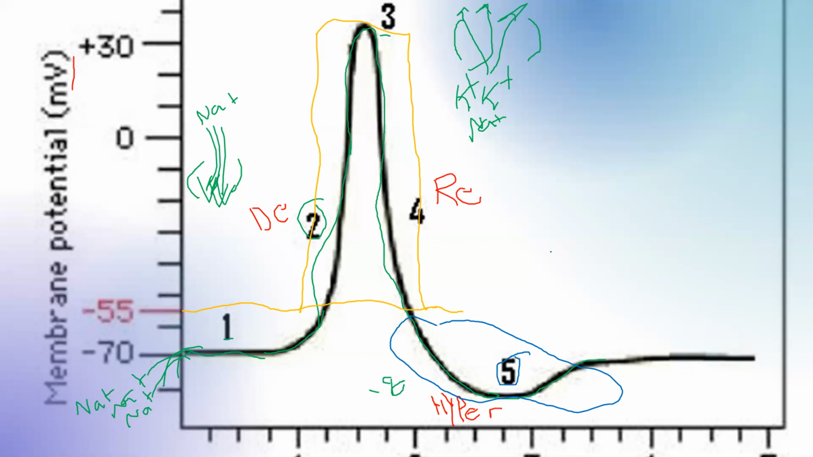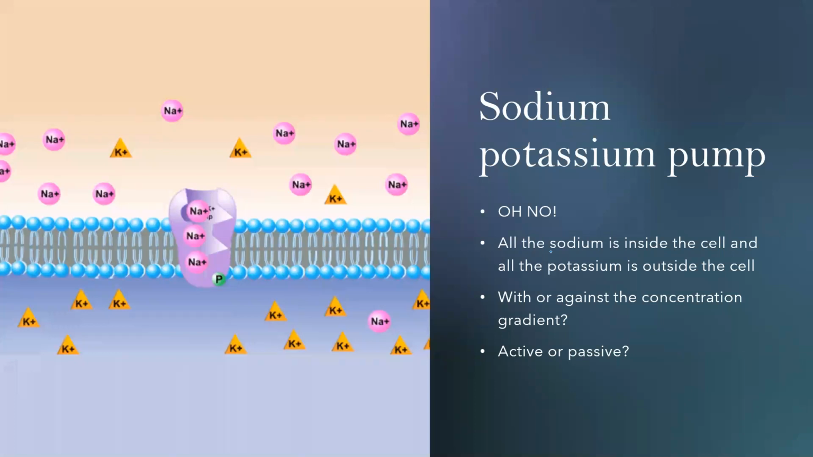This is going to happen with the sodium potassium pump, right? Oh no, all my sodiums are now on the inside and all my potassiums are on the outside. What's going to happen? Well, I've got to pump them, going against the concentration gradient. So this is an active process, which means it requires energy. The energy is in the form of ATP, right?